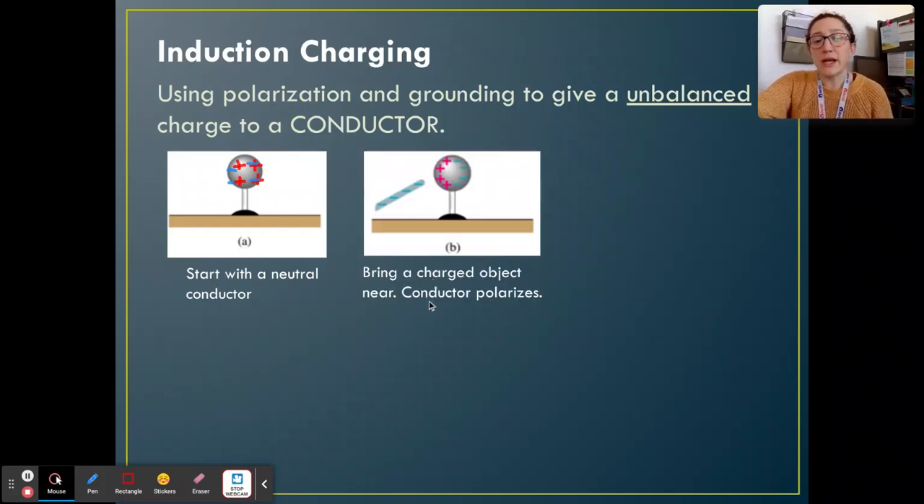We can bring a charged object near, not touching, but just near. And what happens is that, if this is a negatively charged pole that I'm drawing near to this conductive object, the electrons will be repelled from the pole. So the electrons want to move as far away from this negatively charged object as possible.